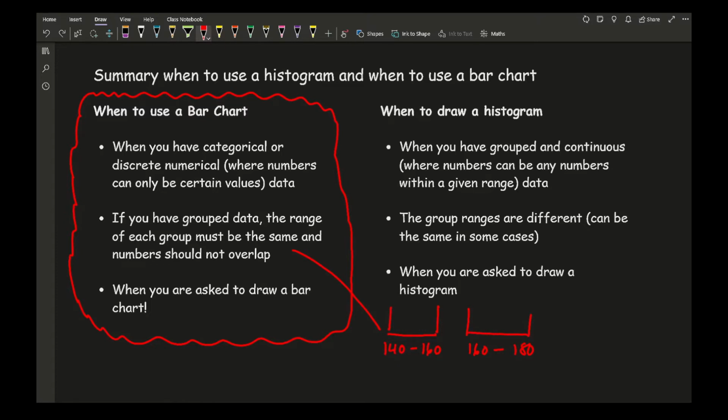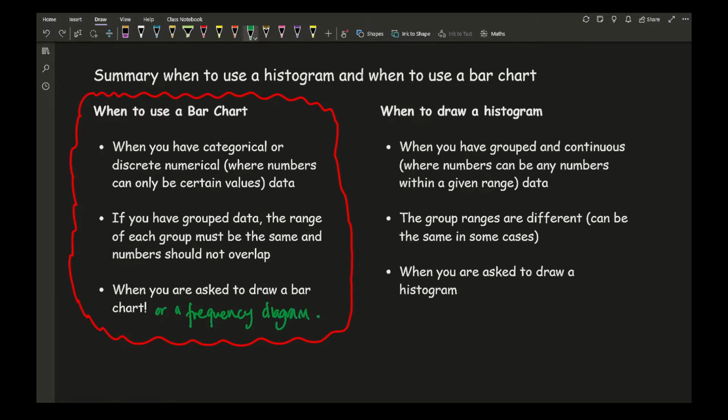But I would say if you've got group data, just don't draw a bar chart. But again, it's easily done depending on what level you're working at. And again, you only draw a bar chart if you are asked to draw a bar chart. Now, this is sometimes known as a frequency diagram, which is absolutely fine. And I'll just add that in there as well.